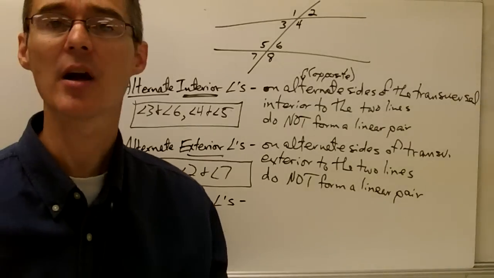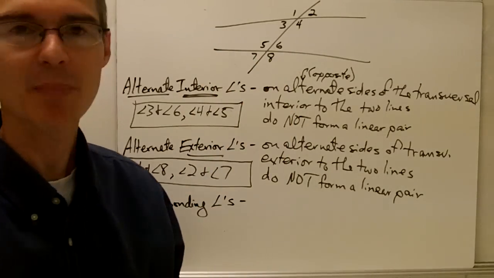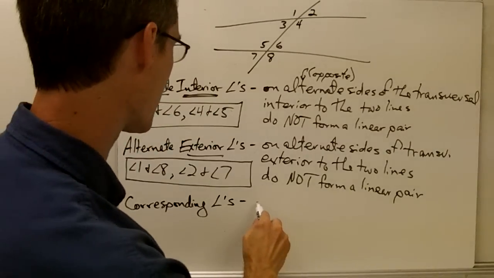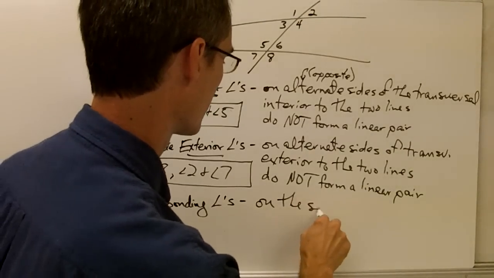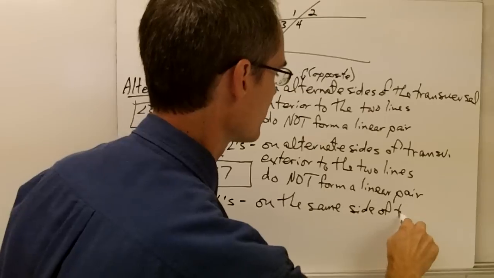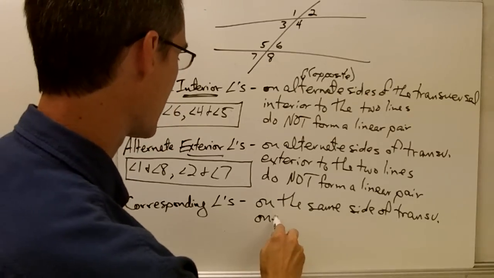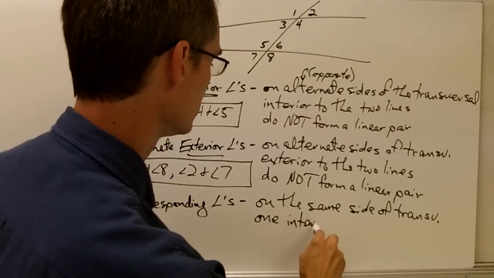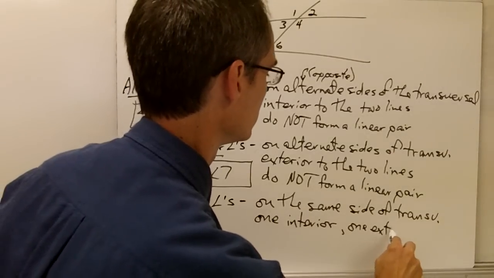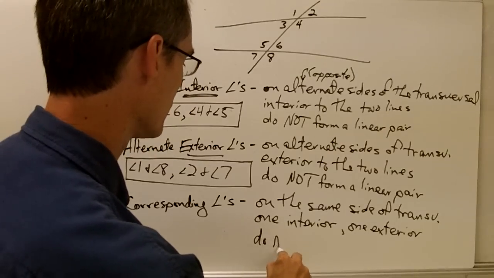Okay, finally, our last pair of angles where we have two lines cut by a transversal are going to be corresponding angles. Corresponding angles have three characteristics. Corresponding angles are on the same side of the transversal. And for corresponding angles, we have one interior angle and one exterior angle. And once again, as before, they do not form a linear pair.